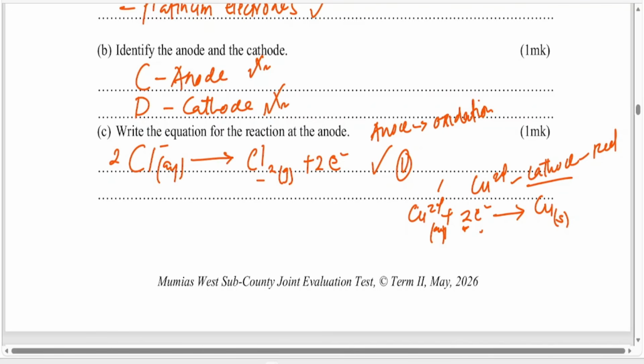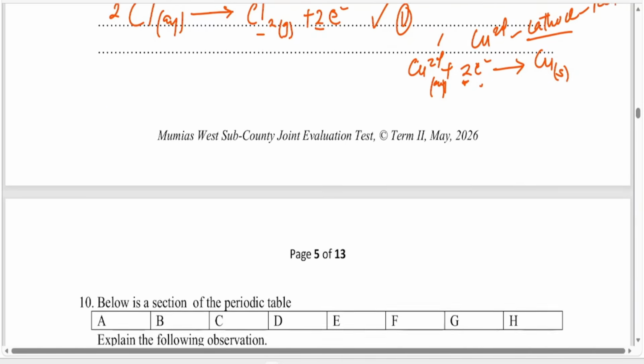Through this, you're going to know at the cathode or anode we lost 2. So on the cathode, then we also have to gain 2 electrons because the number of electrons lost should be equal to the number of electrons that has been gained on the cathode. Let's move to the next question.